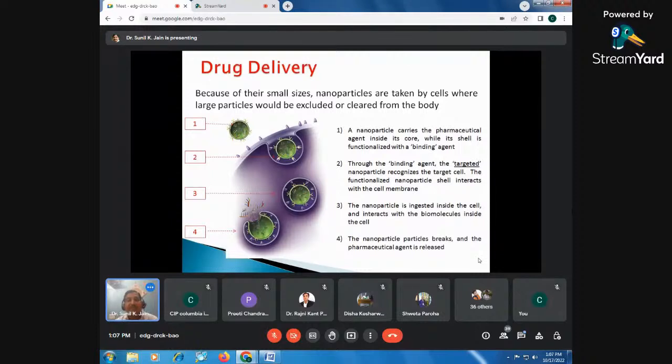So you can see this nanoparticle contains the pharmaceutical agent, or you can say the drug, inside its core, while its surface is functionalized with binding agents. Through these binding agents, in the second step, the targeted nanoparticle recognizes the target cells and interacts with the cell membrane. Then the nanoparticle is ingested inside the cell and interacts with the biomolecules inside the cell. This is the engulfing of the particle. The next step is the nanoparticle breaking down, maybe by erosion or dissolution, and the drug is released by a diffusion mechanism. So this is the mechanism of targeted delivery of these nanoparticles.